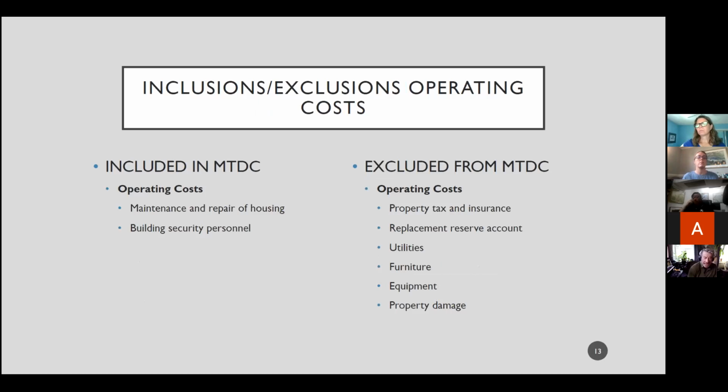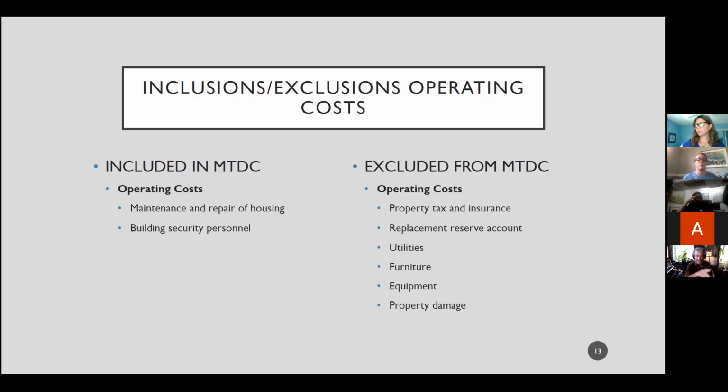Okay, so operating costs, it's a very similar situation. You can pay for a little more. Basically, if you can say a cost has to do with the maintenance and repair of the housing, you can claim indirect on that. If you've got building security personnel, remember the CoC program has that odd rule that if you're charging security, at least 50% of the units in the building must be supported through the CoC grant in order to charge building security costs to the grant.